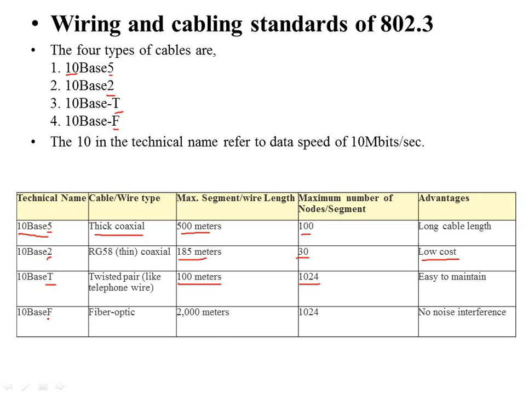And 10BASE-F, here you can see that F is for fiber optics, and the advantage is that you can go for a longer distance, that means up to 2 kilometers you can easily transmit the data, and the number of devices is also high, and obviously we know that with fiber optics the noise interference is very less. So this is how the wiring or cabling standards are defined for 802.3.